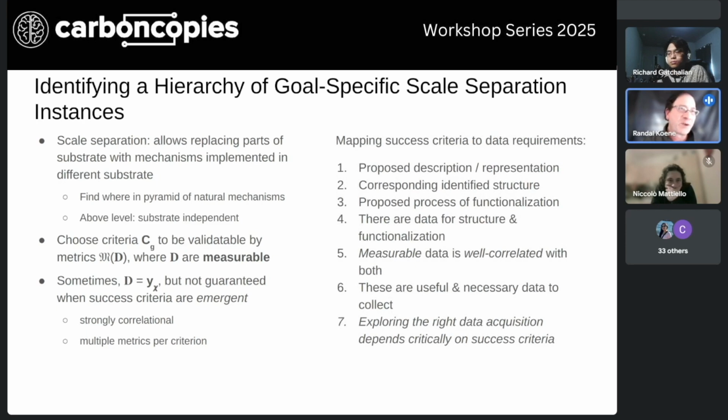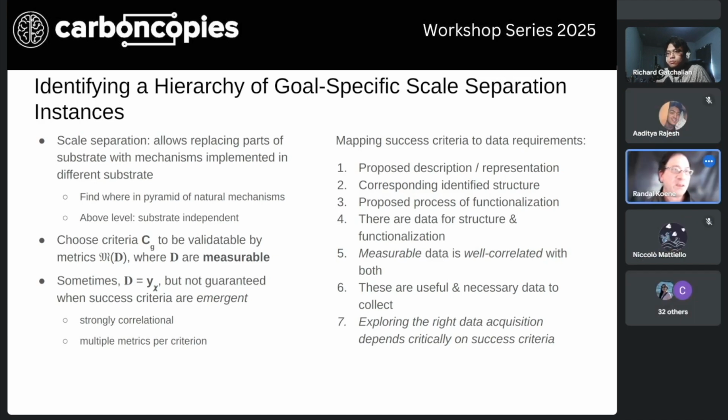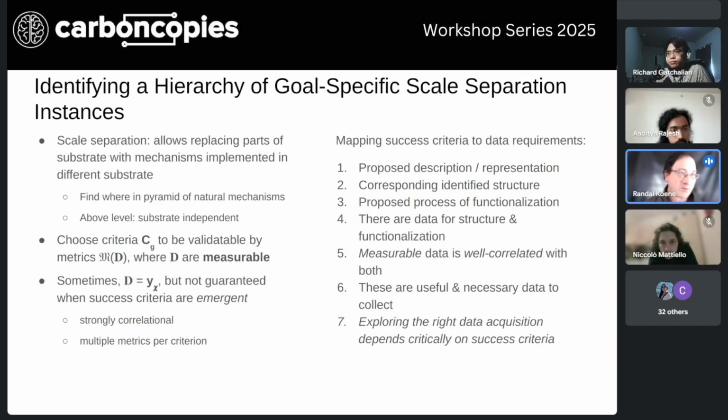We can summarize the process of mapping success criteria to data requirements as follows. You have a proposed description or representation. There's a corresponding identified structure. You have a proposed process for model functionalization. There needs to be data to make both structure and functionalization possible. You find types of measurable data that are well correlated with both. And these are then useful and necessary data to collect. Consequently, we could say exploring the right data acquisition depends critically on success criteria.